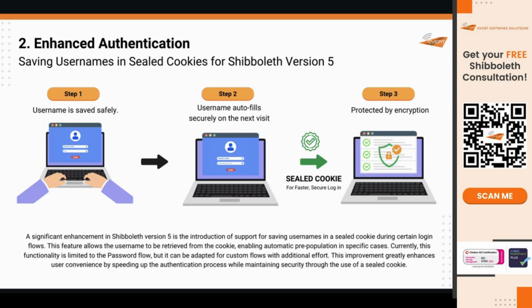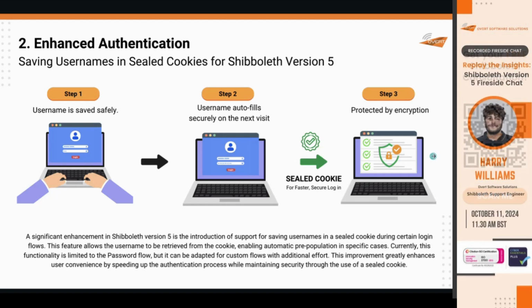Traditional remember password features are convenient but risky, as they store sensitive information in ways that can be intercepted. Shibboleth's approach uses sealed cookies, which are encrypted and signed by the server. This method ensures that even if someone tries to access the cookie, they cannot decrypt or tamper with it without the correct server key.